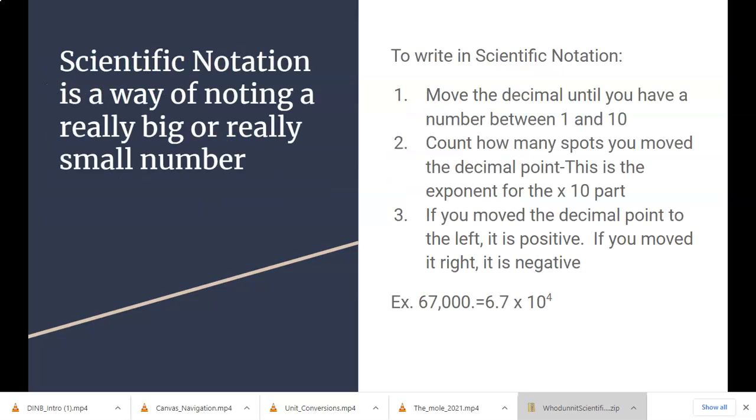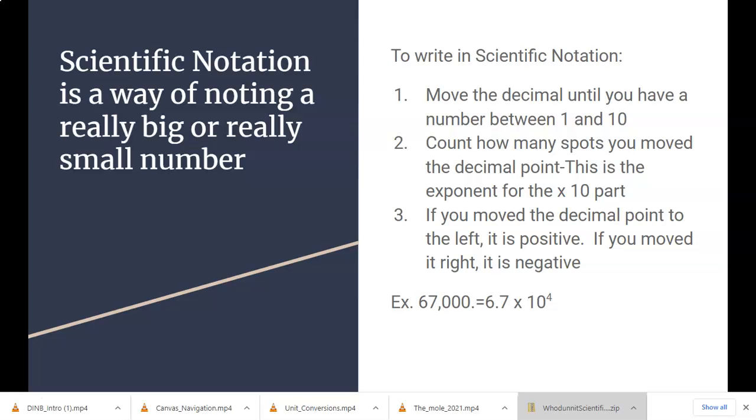Scientific notation is a way of noting a really big or really small number. We use scientific notation a lot in chemistry because we use really small things that add up very quickly. You're going to see it very often because there's a lot of them. Or something so small, we don't want to write a whole bunch of zeros before we get to our number. So to write in scientific notation, we move the decimal until you have a number between 1 and 10.